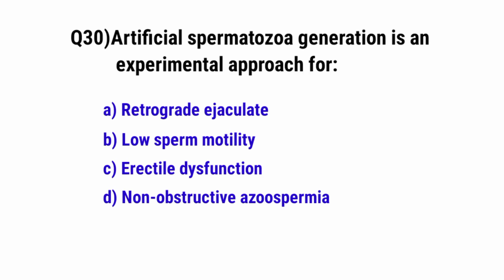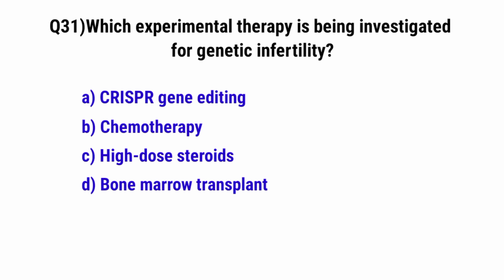Question number 30. Artificial spermatozoa generation is an experimental approach for? The correct option is D, non-obstructive azoospermia. Question number 31. Which experimental therapy is being investigated for genetic infertility? The correct option is A, CRISPR gene editing.